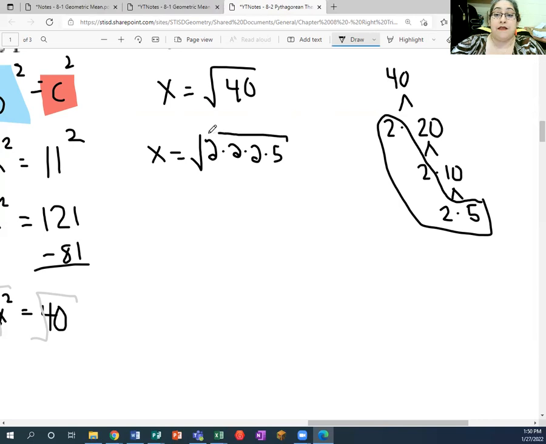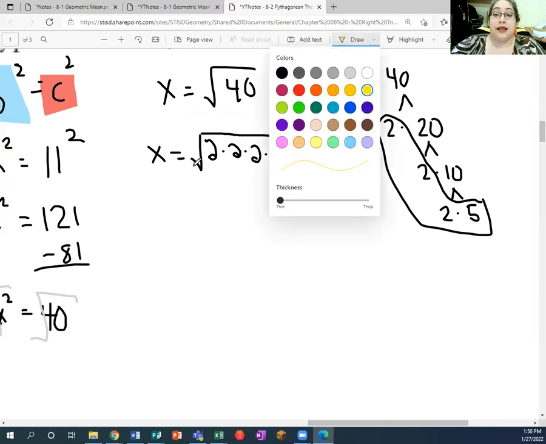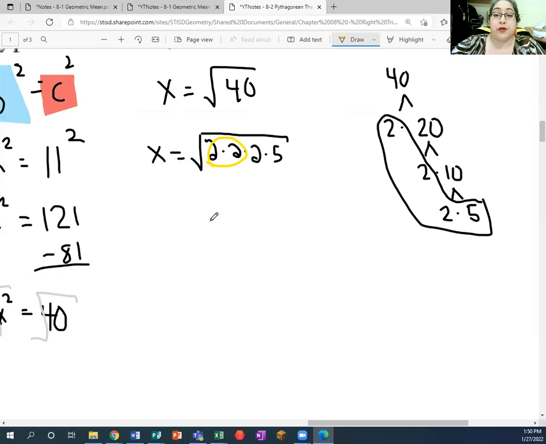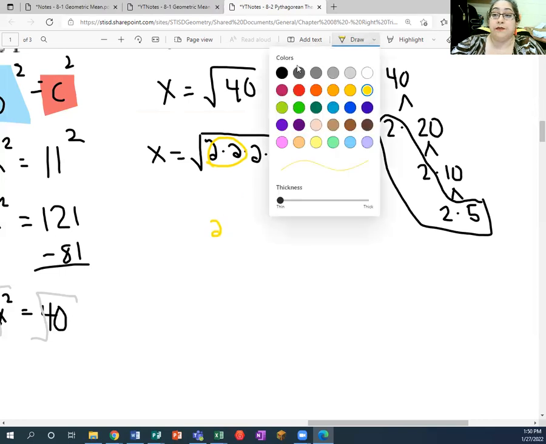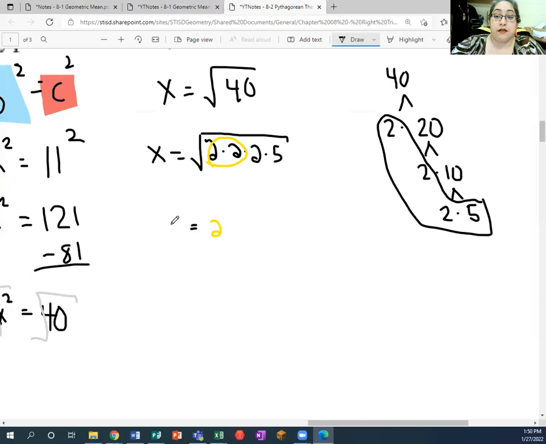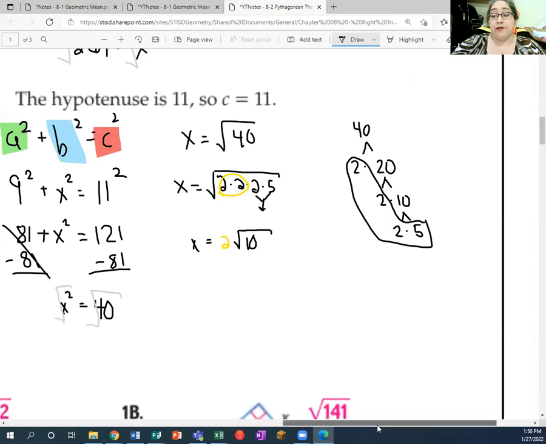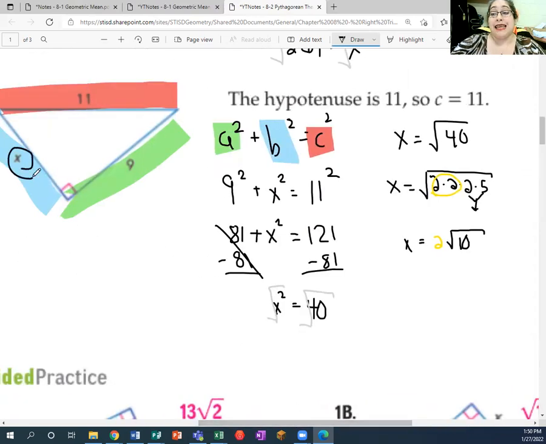Okay, there's all my factors. And I see a pair of 2, so I'm going to go ahead and write that 2 down. And I don't have any more pairs, and so for my response, I'm going to write square root. And then these 2, I'm going to multiply them together to give me a single value. So the exact value of this leg of my right triangle, this one right here, is 2 square roots of 10.